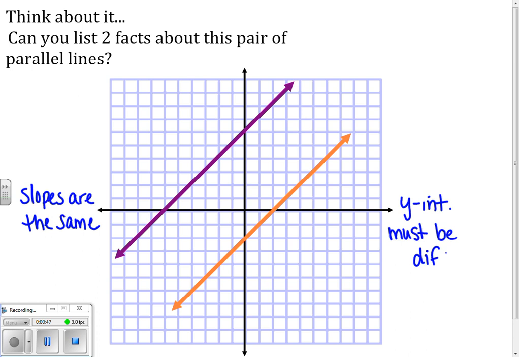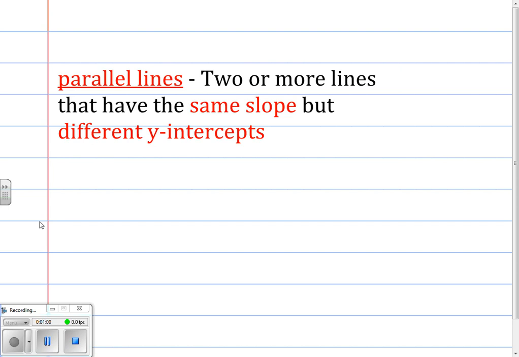They have to be different because if the slopes were the same and the y-intercepts were the same, they'd be the same line. So they would touch the entire time and not never. Parallel lines never ever intersect. They have the same slope but different y-intercepts.